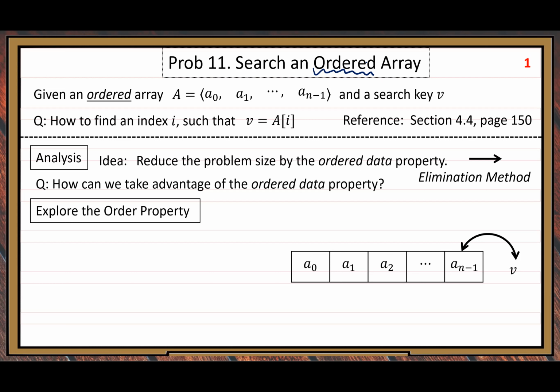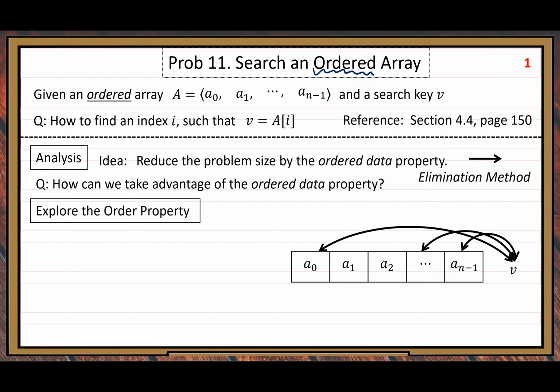We can do comparisons here. I show you one example, one special case, where we do the comparison. These two arrows mean we compare V with the last element A sub n minus 1. That is our first try. Then let's consider what possible results we may have after this comparison. Similarly, we can compare V with any element in this array. And we need to look at after one comparison, how much progress we can make.